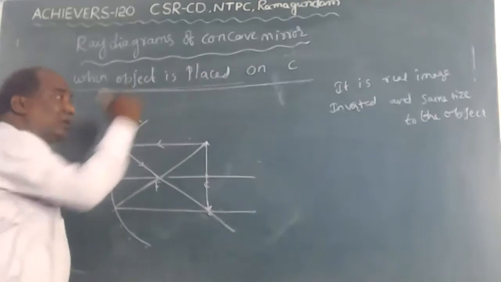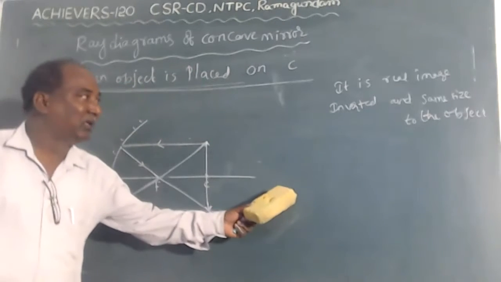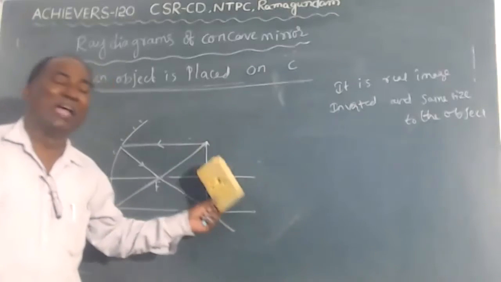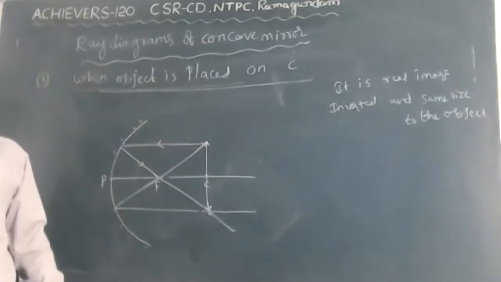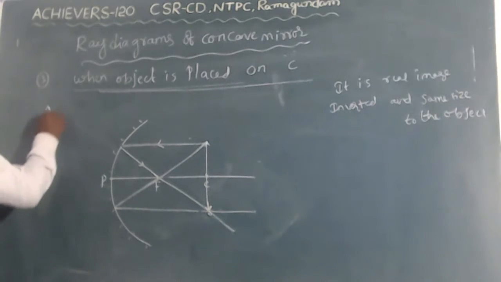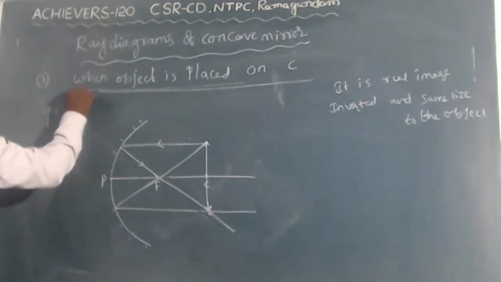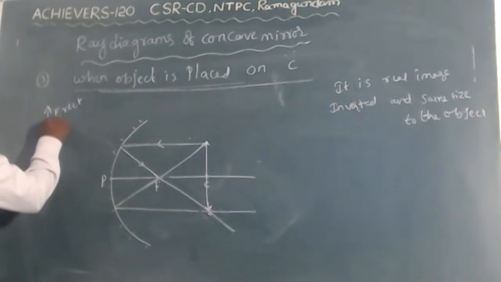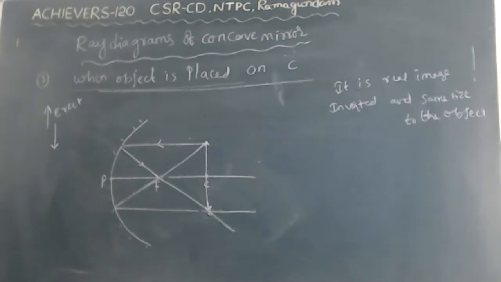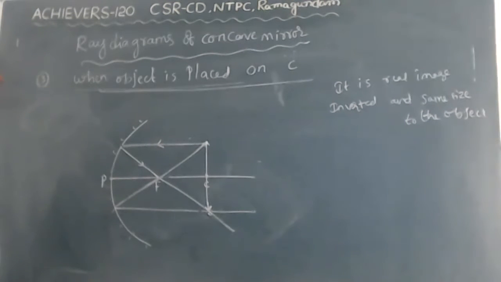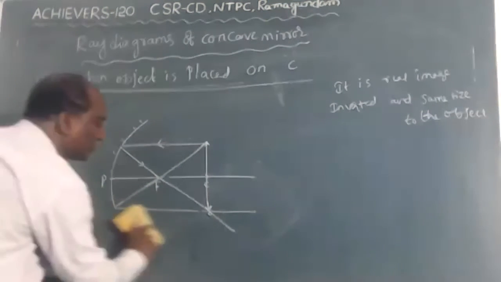Now, when the object is placed on C, it forms a real image. It is inverted and the same size as the object. Very important question, children. Now, this symbol is called erect. Erect always indicates a virtual image. Inverted indicates a real image, children. So it is a very important ray diagram. Let us see the fourth ray diagram.